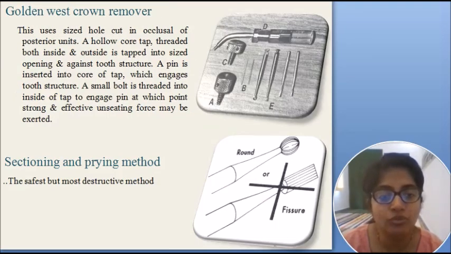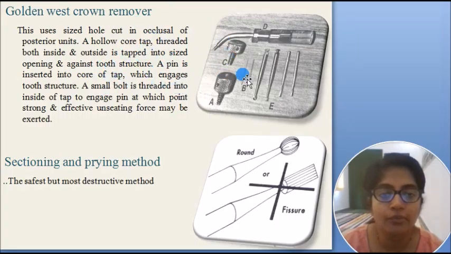There are various types of crown removers, such as the Golden West crown remover, which has a hole cut in the occlusal of posterior units. A hollow core tap threaded both inside and outside is tapped through the sized opening and against the tooth structure.